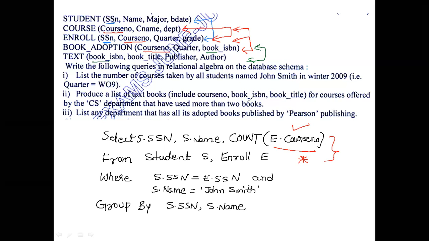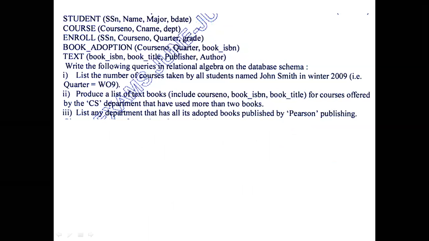So then the second one: produce a list of textbooks including course number, book ISBN, book title for courses offered by CS department that have used more than 2 books. So let us clear this. We need to extract the list of books for the courses that are offered by the CS department. That is the first condition. And the second condition is that they have used more than 2 books. So which means we need to get the list of courses from the CS department that are using more than two books.